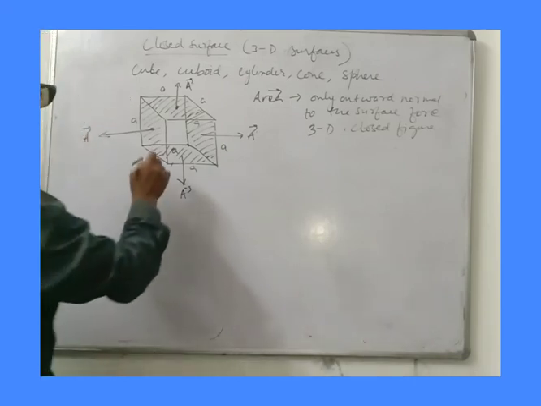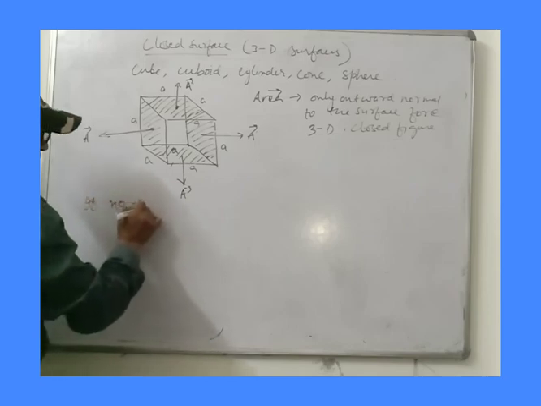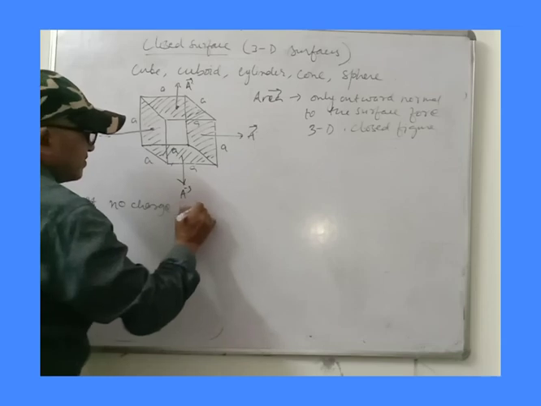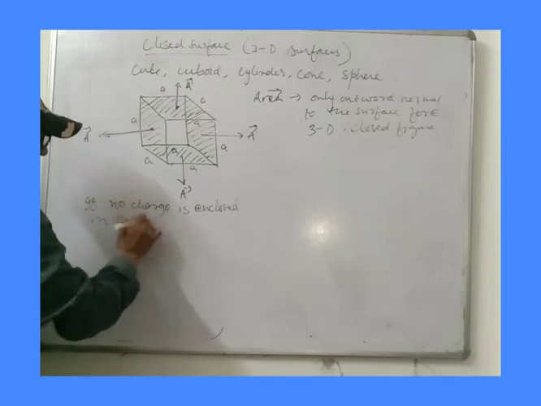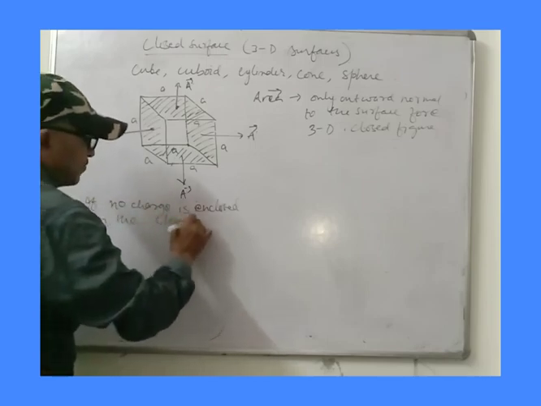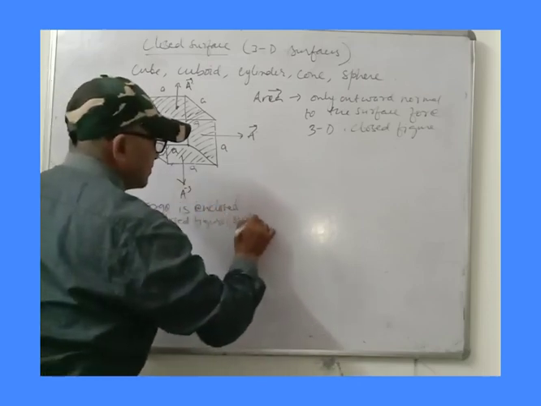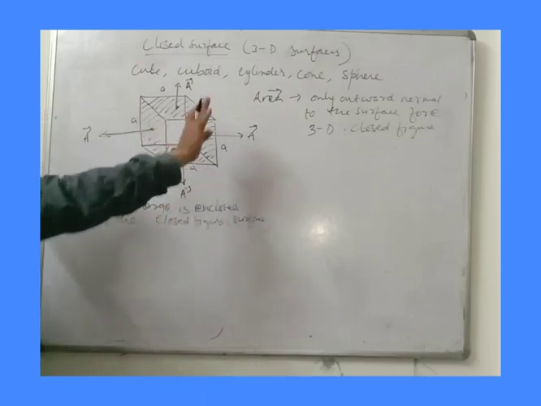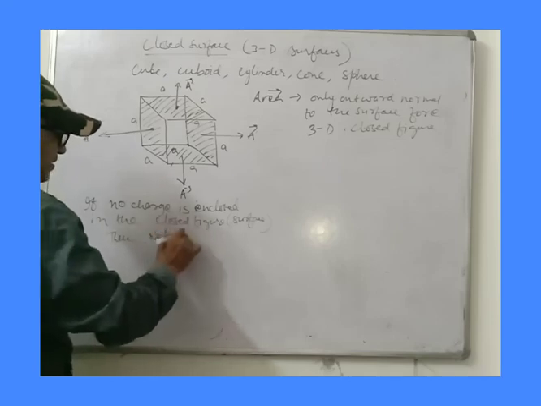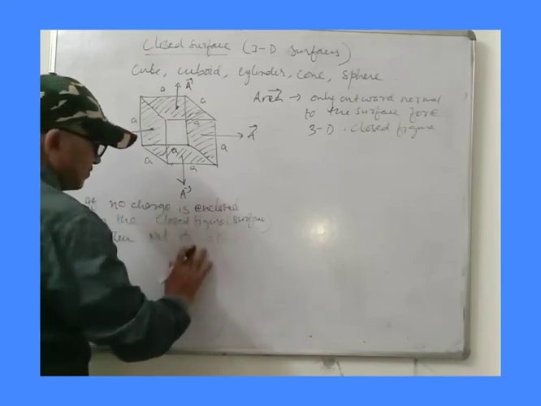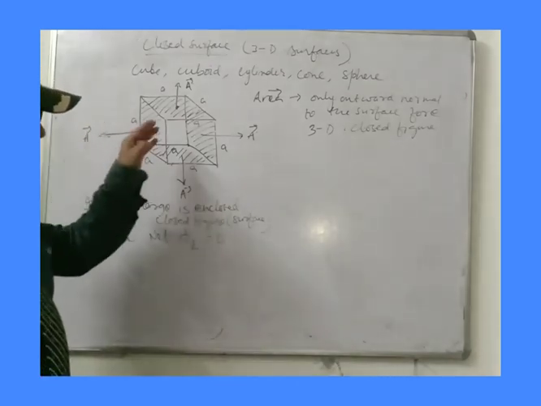One more thing. If no charge is enclosed in the closed figure or surface, there is no charge inside, then the net electric flux is equal to 0. Net flux is 0. Okay, net flux is 0.